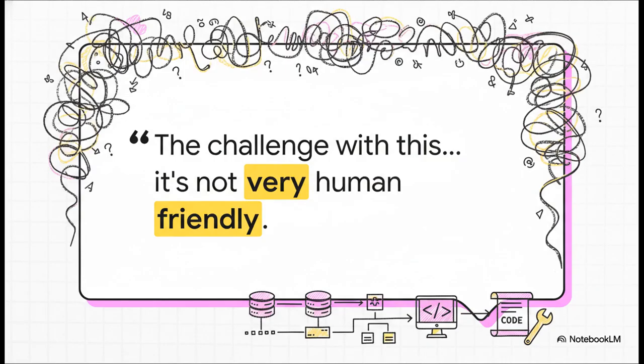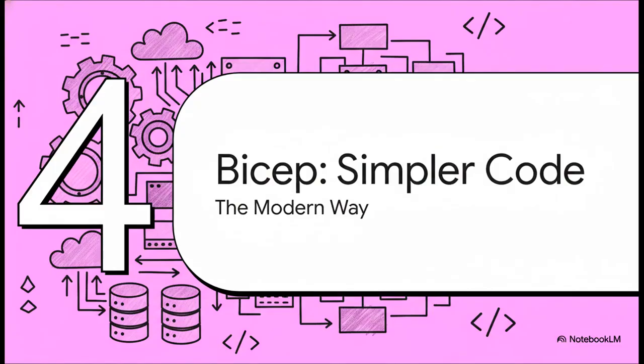But there's a catch. And this quote from John Savill just hits the nail on the head. While ARM templates are super powerful, writing raw JSON with all those brackets and commas and quotes, it's not fun. It's really easy to make a mistake, and it can be super hard to just look at a big file and understand what it's even doing. And that exact problem, that complexity, is why Microsoft created a much better way to write these templates. It's a language called Bicep.